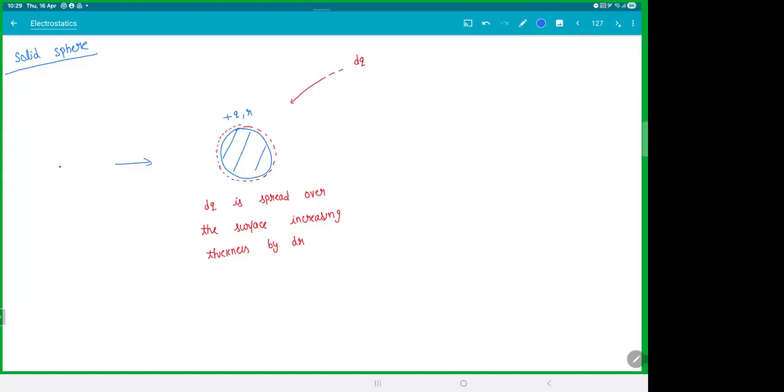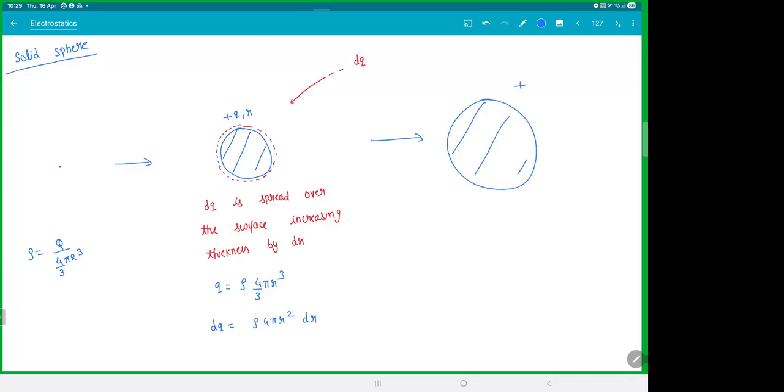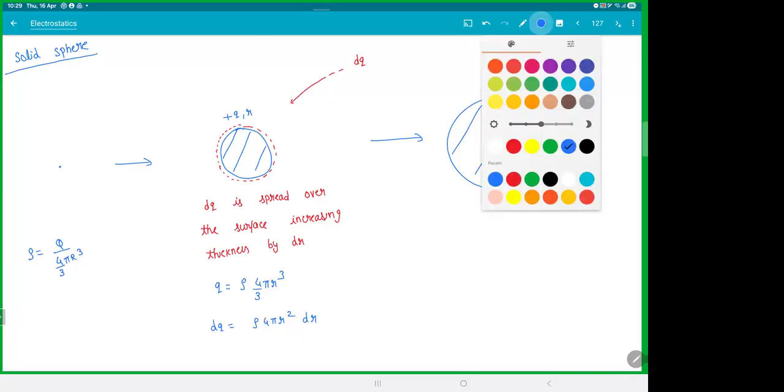So you can actually write like this. q will be rho into 4 by 3 pi r cube. So dq will be rho into 4 by 3 pi r square dr. What is rho? Rho is nothing but total charge by 4 by 3 pi r cube because it's a uniform density. And when you do this, eventually you'll create a full sphere of charge plus q and radius r. So the story is still the same.